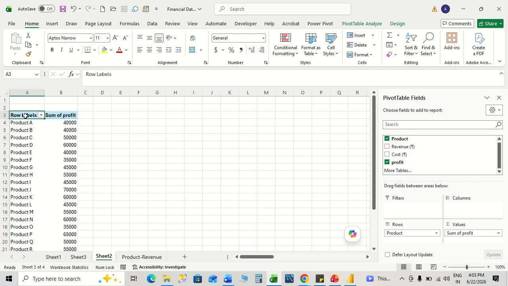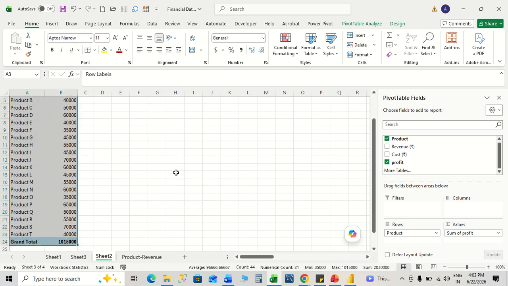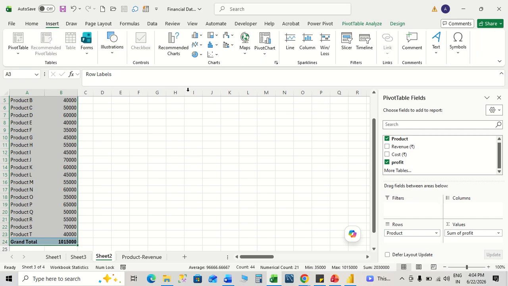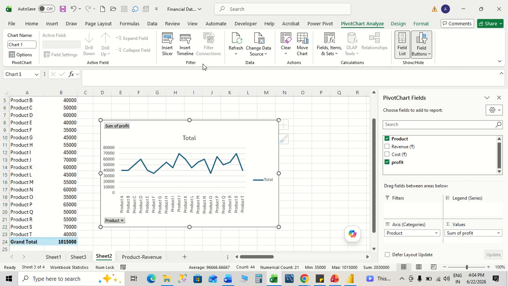We already know, I think we discussed, no, how to create a chart with the help of a pivot table. Select the table, go to insert, choose a chart. Let's suppose I'm going to choose a line chart. So it shows the product and the profit. Okay.